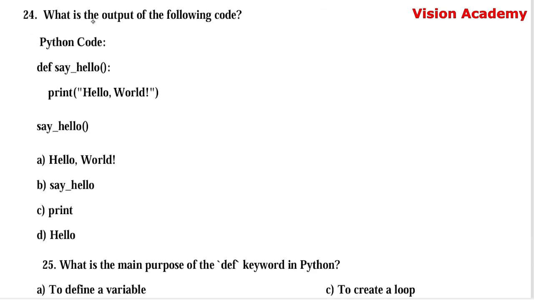Question number 24. What is the output of the following code? Python code. Def say hello, print hello world. Say hello. So here we have defined a function called say hello, and we are printing hello world, and this is a function call. So whenever we call this particular function, it is going to print hello world. Here you can observe option A, hello world is the right answer.